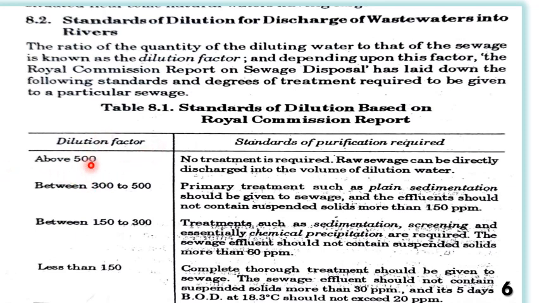Above 500, no treatment is required. If water is available at 1:500, that is nothing but 1:500, or more than 500. For example, if 1 lakh liters of sewage is discharged into the river, then the river water should be 500 times that. If you are disposing 1 liter of sewage, 500 liters should be available in the river. Then only is it fit for disposal.